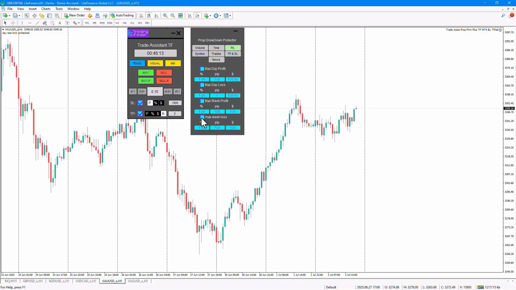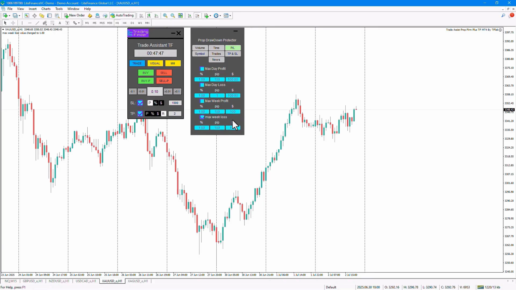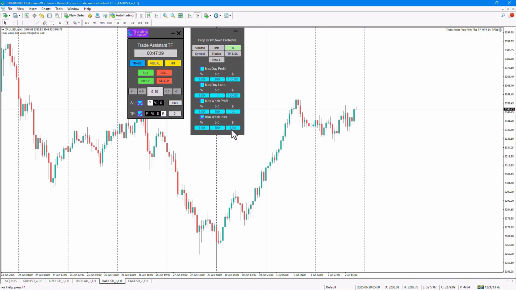The weekly mode works exactly the same way. By enabling the maximum weekly loss option, I can set my desired balance amount here for the entire week. I set the point amount, and finally I select the dollar amount in this section. If I choose the dollar mode, for example, if I set $1 here and try to execute a trade, the expert advisor will prevent my trade from being executed.